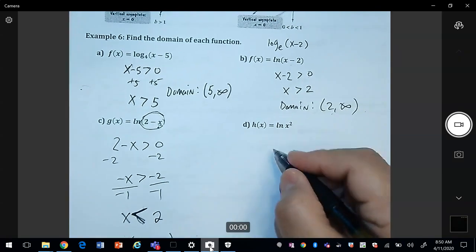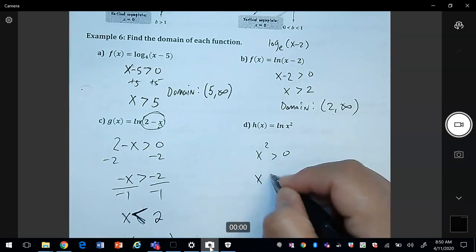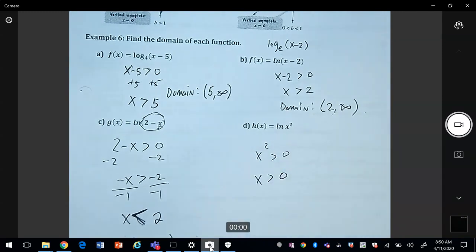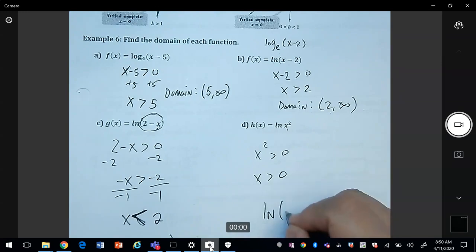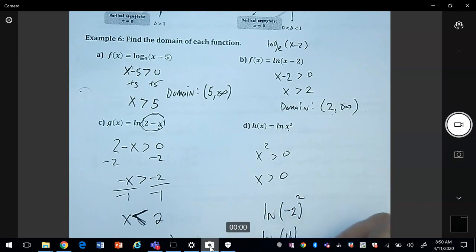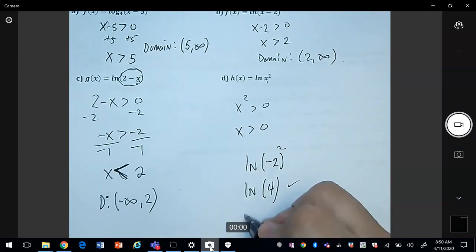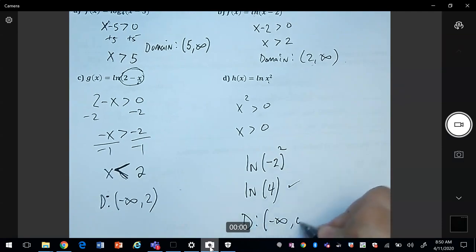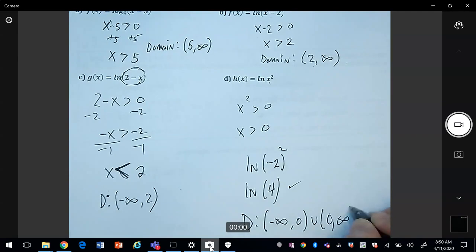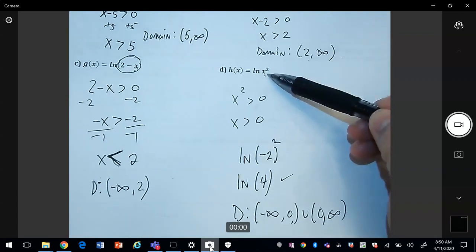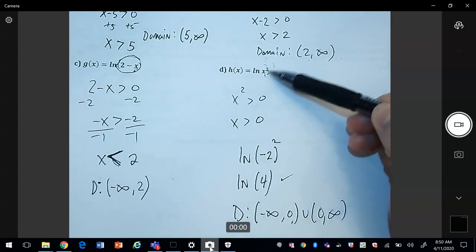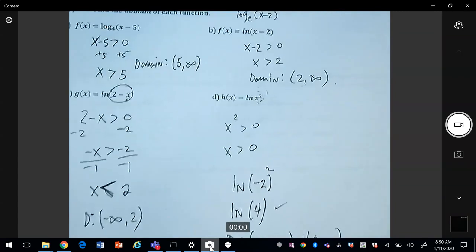And on the next one, we have x squared is greater than 0. So x squared is greater than 0 means x is not 0. However, notice here that if you put a negative number here, let's say we had negative 2, then this will become a positive 4, and that's still going to be okay. So your domain is actually from negative infinity to 0, and from 0 to infinity. So in this case, it's all real numbers except for 0, because whatever we put in for x, it's always going to make this a positive number. So this was section 3.2.